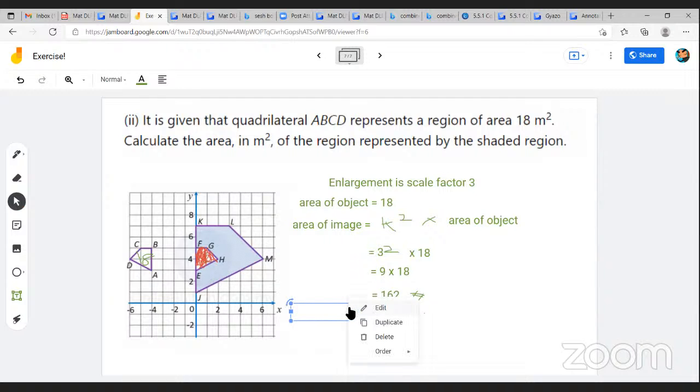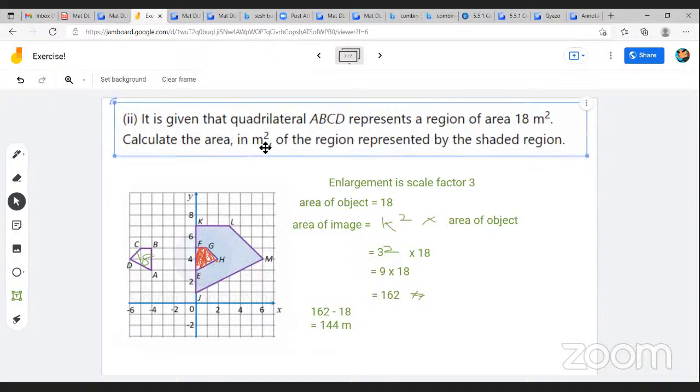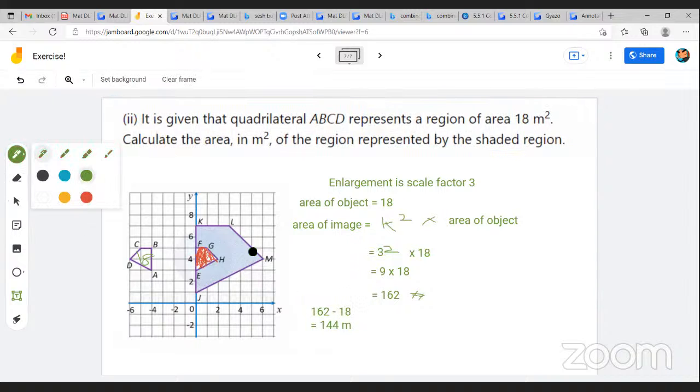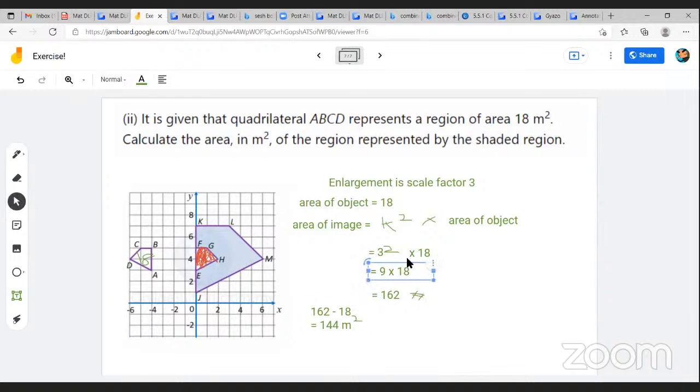So what would be the final answer? 162 minus 18, and then you will get 144. Yes, very good. And wait, that's meters squared, sorry. Make sure you remember to put your units, because you may lose marks for the final answer otherwise. For the calculation, usually they let you not use units, but for the final answer, you have to put your unit. So the region represented by the shaded region is 144 meters squared. And that will be the final question.